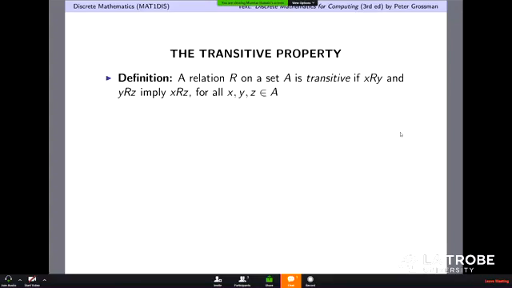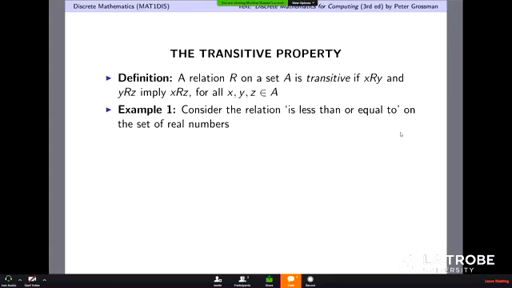A relation R on a set A is transitive if X is related to Y and Y is related to Z implies X is related to Z, for any X, Y, Z in the set. Okay, so basically you just skip the middleman.